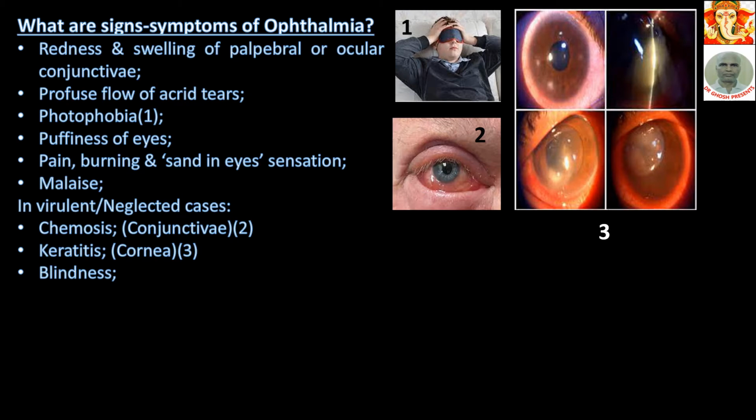Chemosis is in picture 2. Chemosis, some sort of puffiness is also there. Keratitis, that is inflammation of the cornea. This is picture 3. There are 4 pictures in number 3, all of keratitis. And finally, blindness. In severe cases, it may occur also.